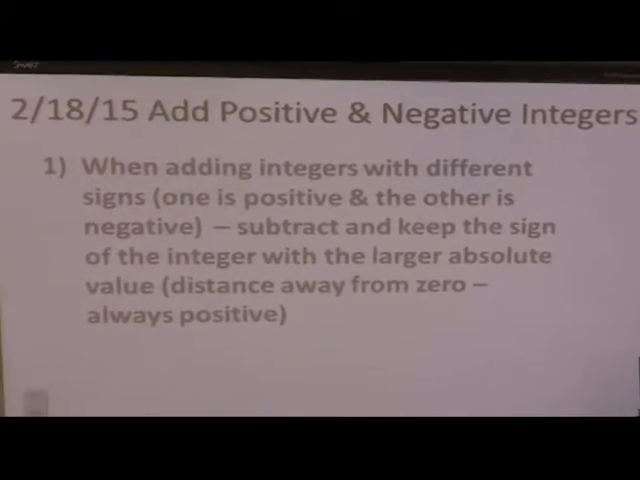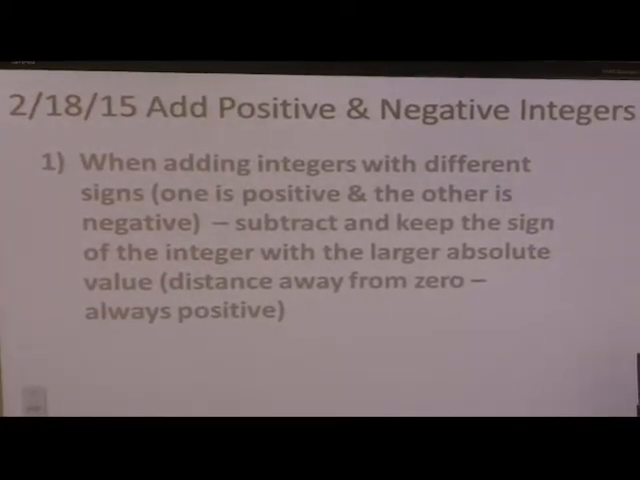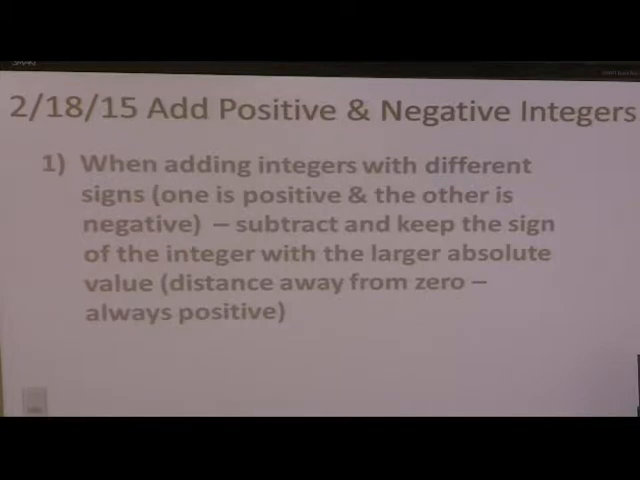So when adding integers with different signs, meaning one is positive and the other is negative, subtract and keep the sign of the integer with the larger absolute value. I know that's a lot. I'm just reminding you what that means: the distance away from 0, and remember, distance is always positive.